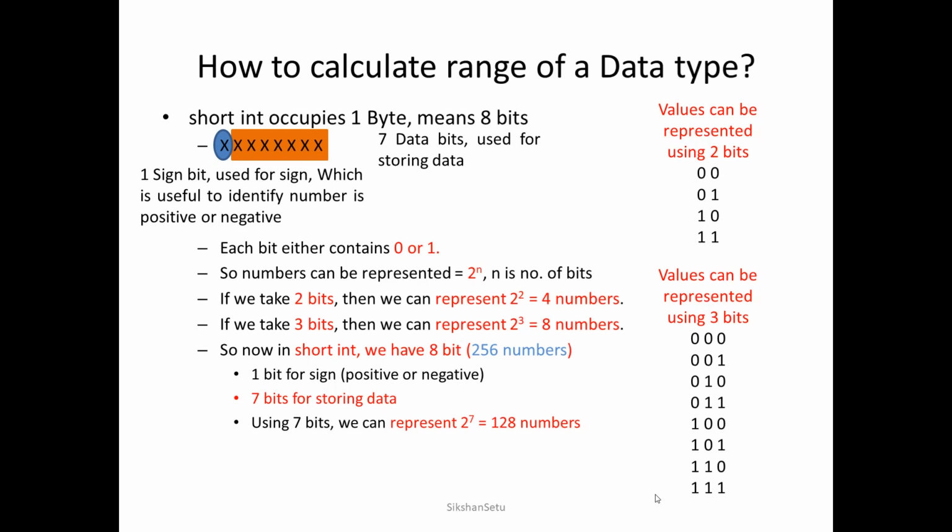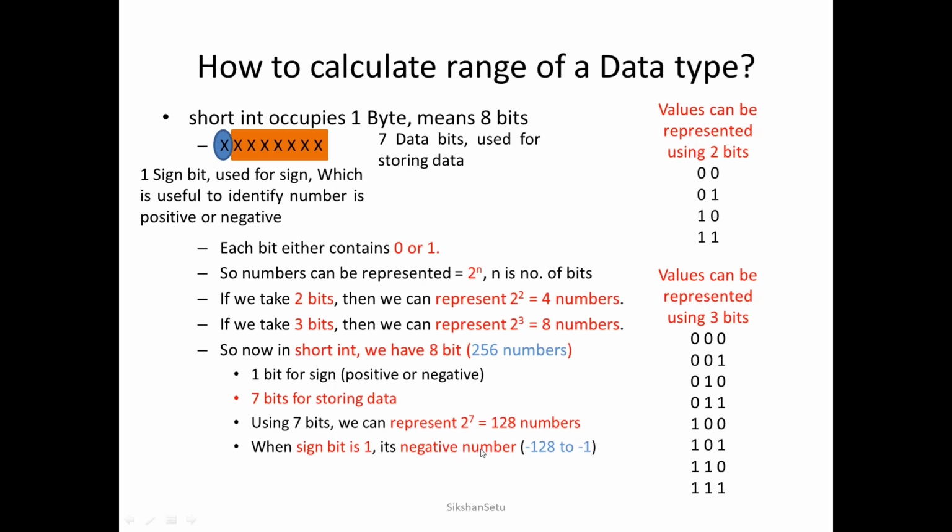Now as we have discussed, the first 1 bit is reserved for sign. So if your sign bit is 1, it's a negative number, and with the remaining 7 bits we can represent 128 numbers, which means the possible numbers are minus 128 to minus 1, because the sign bit is considered as 1.